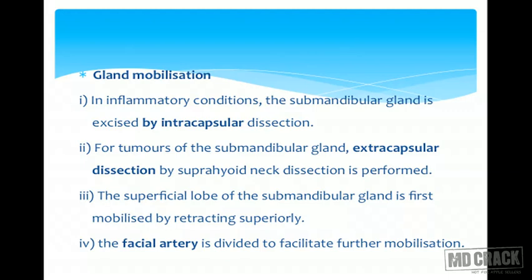The superficial lobe of the submandibular gland is first mobilized by retracting superiorly. Then you divide the facial artery to facilitate further mobilization. You may be asked which of the following arteries is divided during removal of the submandibular gland. It is the facial artery.